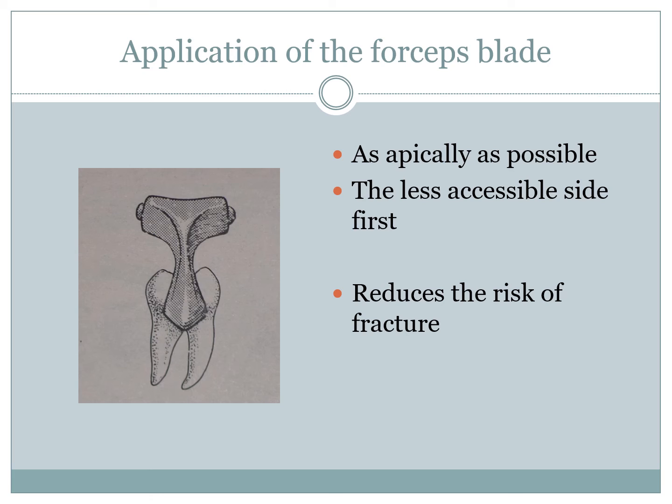Application of the force of the blade. As much apical as possible, that means engaging the forceps. You can see in the diagram, the beak will engage the furcation and a less accessible side of the tooth, and reduce the risk of fracture, because if we never engage the maximum, there is a chance of fracture of the tooth. So where the beak will be, it will engage the furcation area.